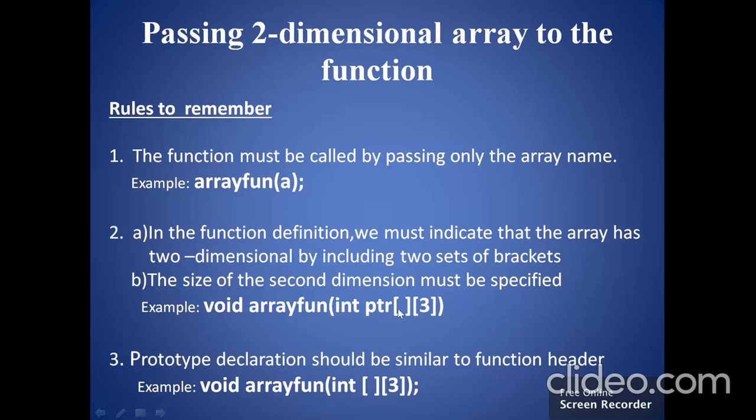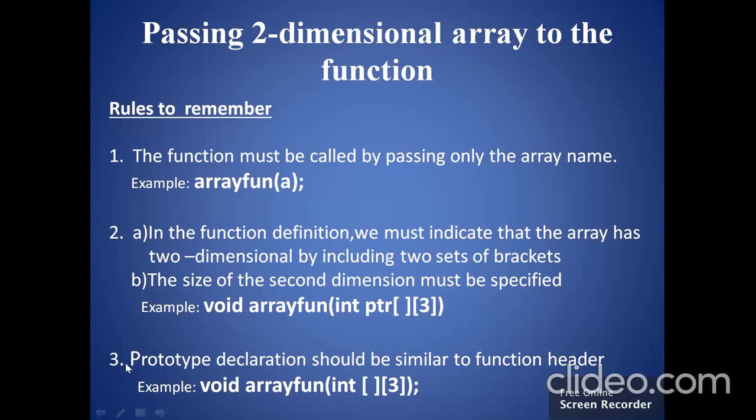Then in these two pairs of square brackets, the first pair of square brackets is used for pointing the row. The second pair of square brackets is used for pointing the column. In that, we must specify the size of the second square bracket.